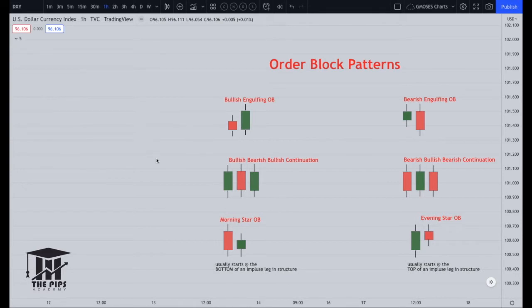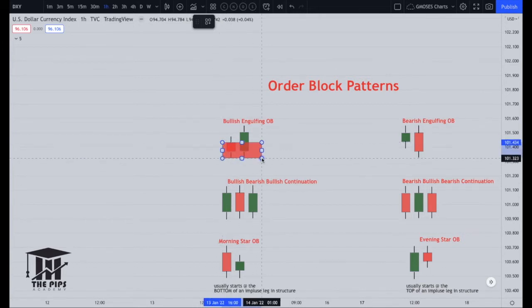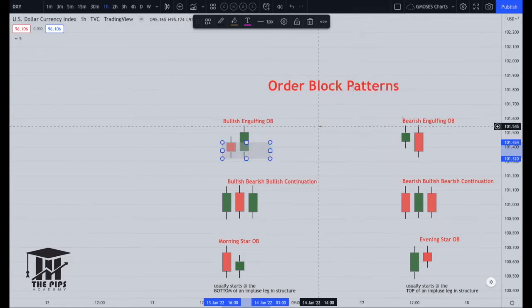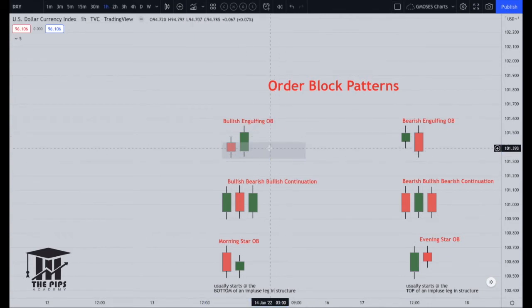So, for example, let's take a look at the first pattern, which is the bullish engulfing order block. The way that you mark this up is, you have what is identified as the base area of an order block pattern. In this particular example, you want to take it from the top of this red wick down to the candlestick at the bottom. Let's change the color of this to light gray with no border. Okay, so this section here is considered your order block base.